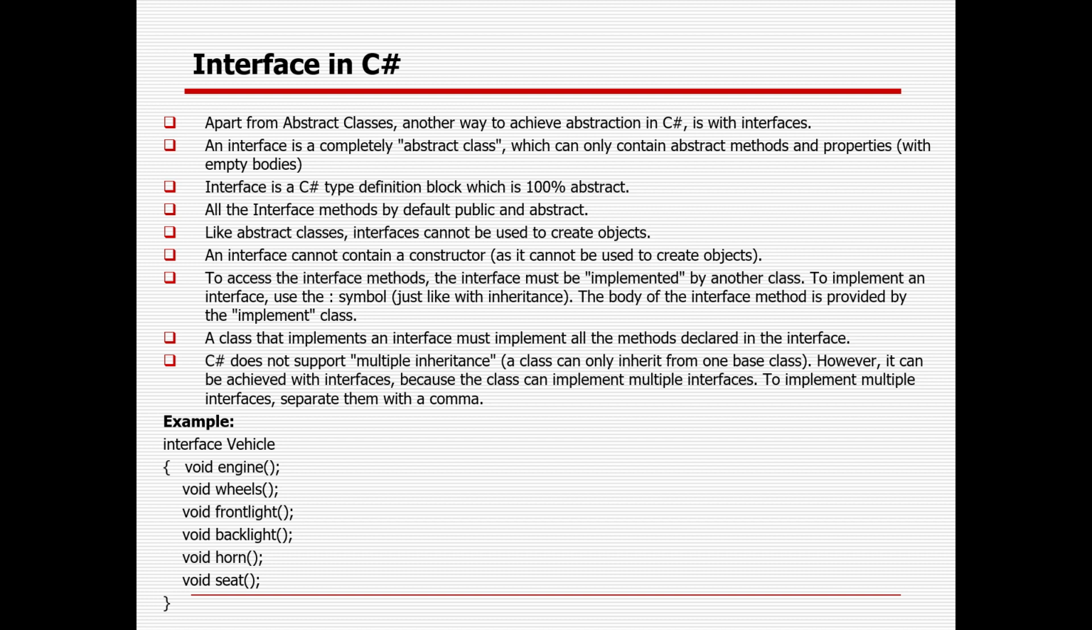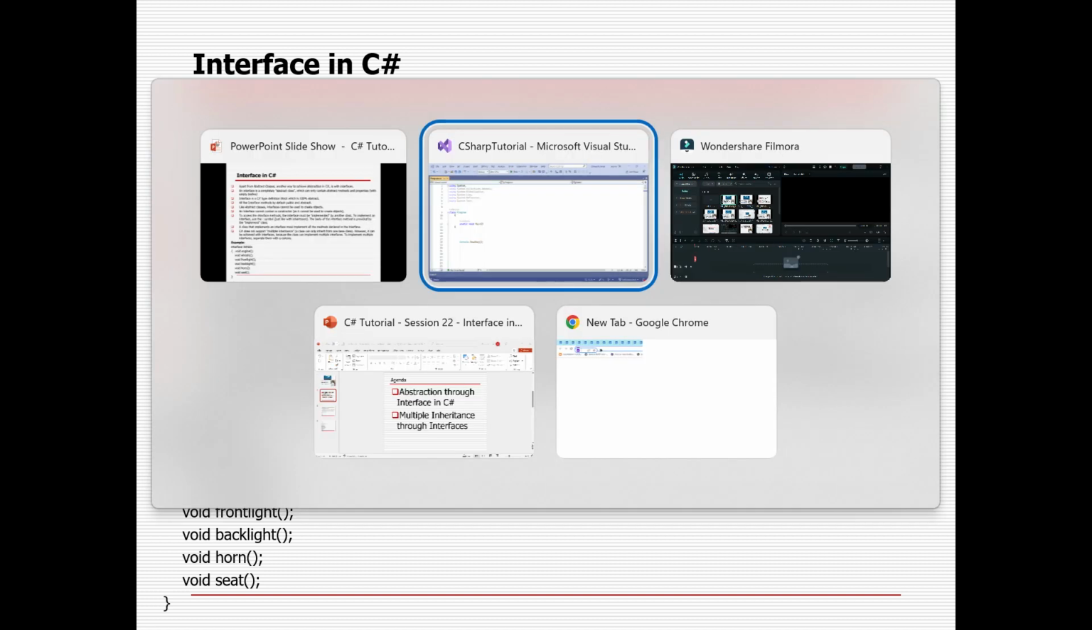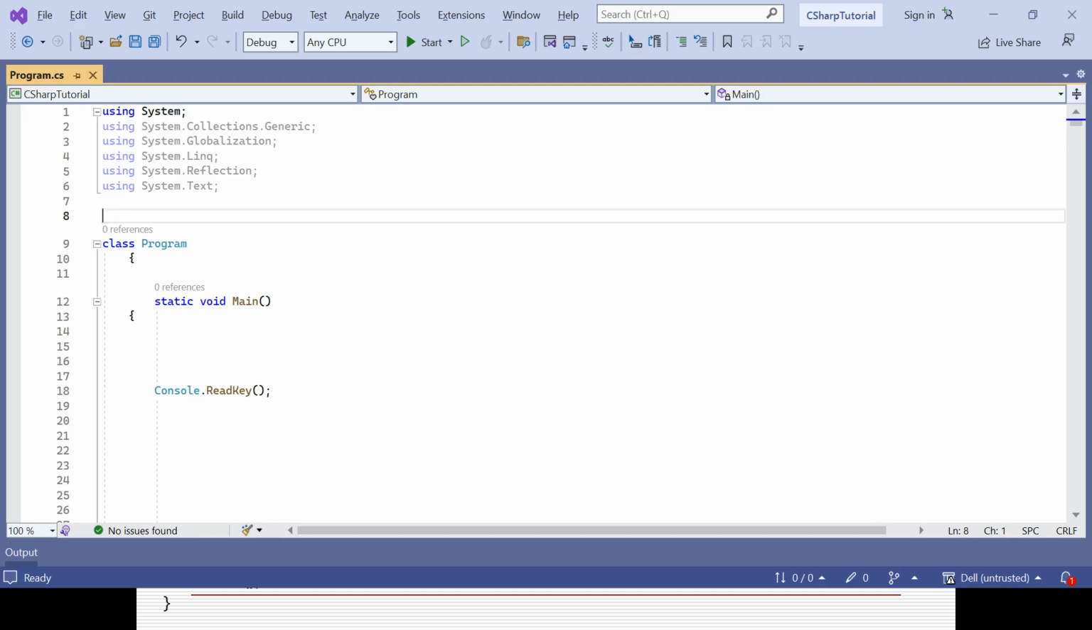Now let's see how we can create interfaces and implement the interface methods in a class. Apart from that, we will see how we can create multiple interfaces and how we can achieve multiple inheritance with the help of interfaces in C Sharp. So we'll create a simple interface.